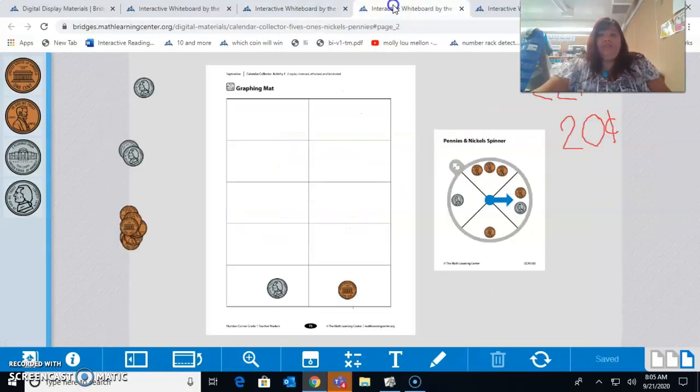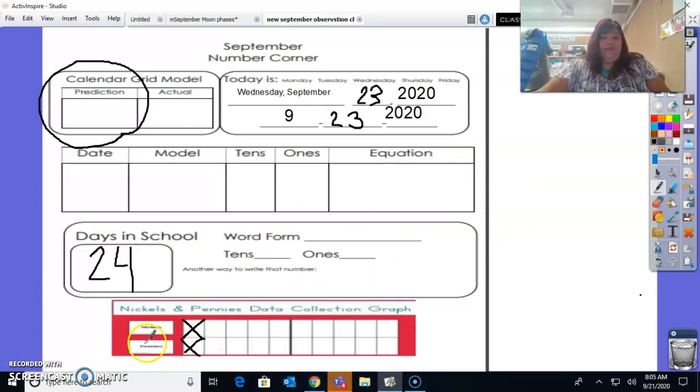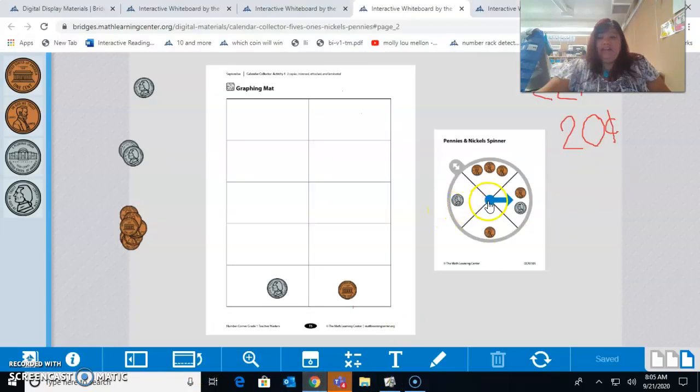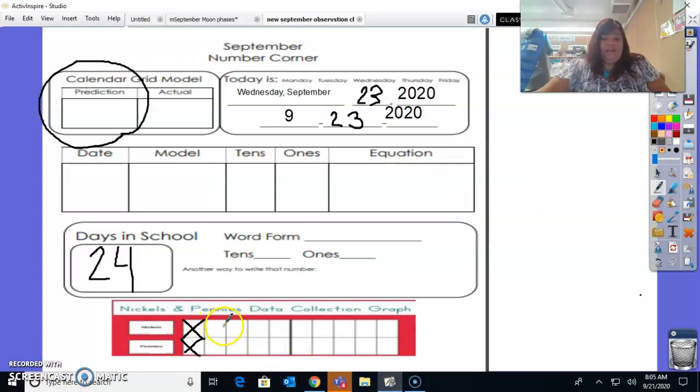Great job. Let's go to our coins. We only have a nickel and a penny. So let's see what we're going to get today. Oh, another nickel. There we go. So on your chart, we need to write a nickel. Excellent job.